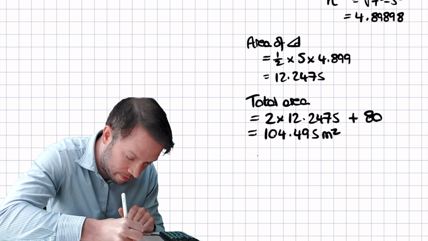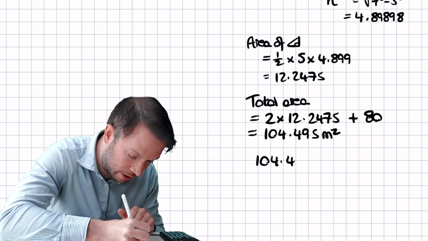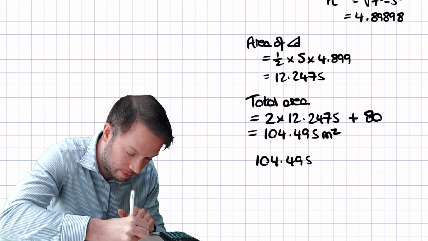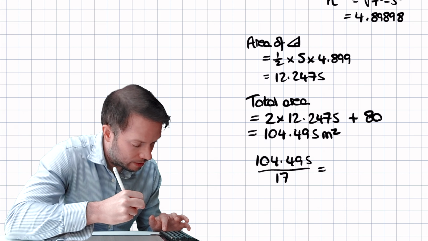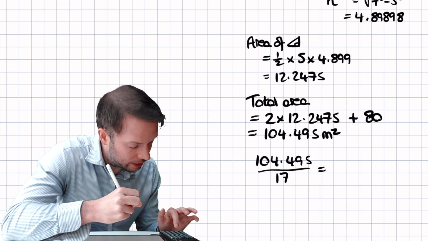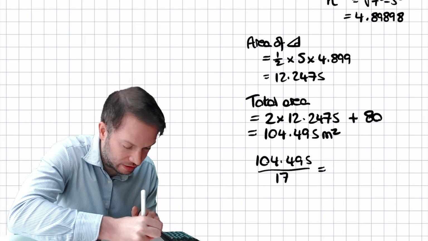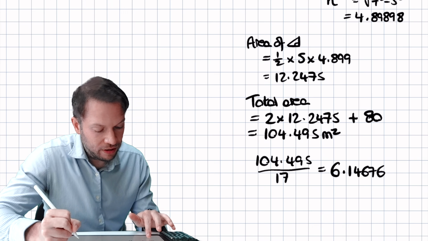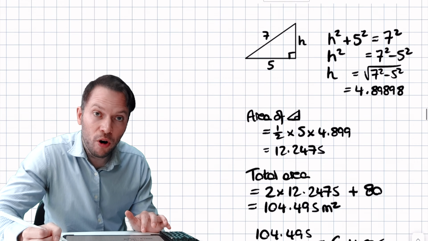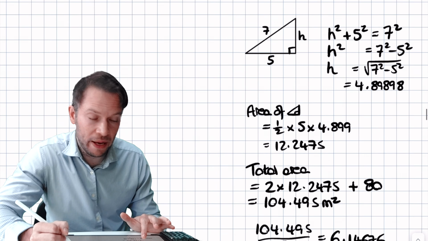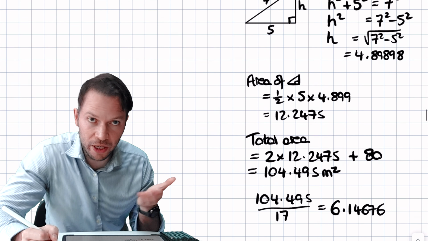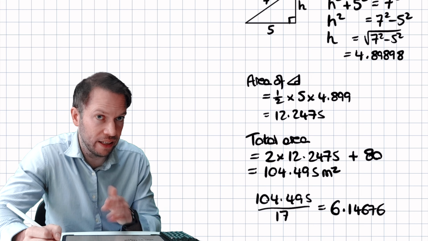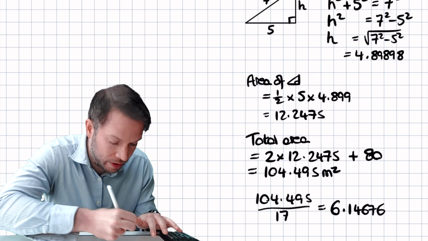So we do 104.495 divided by 17. And that gives you 6.1467, etc. So that's the amount of tins of paint we need. But obviously, you can't buy a fraction of a tin of the paint. So we're going to have to round that up and say we're going to buy 7 tins of paint, because 6 tins of paint won't be enough, right? So we buy 7 tins of paint.